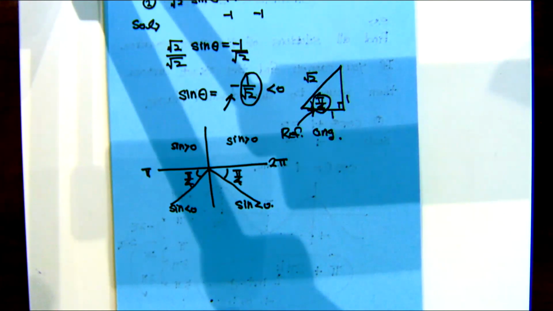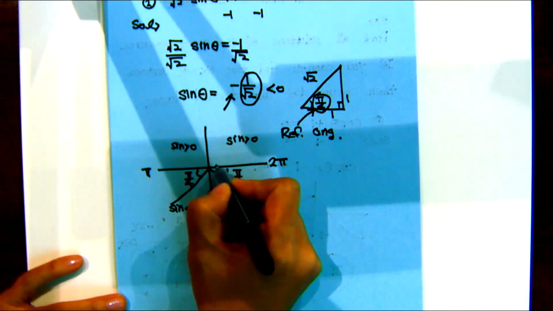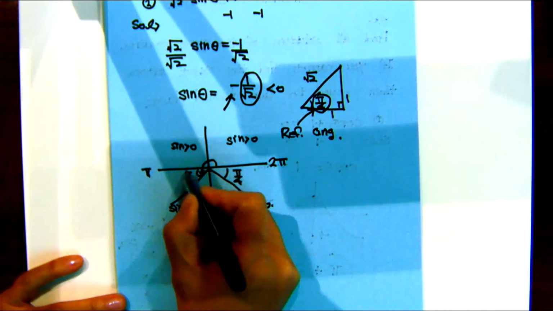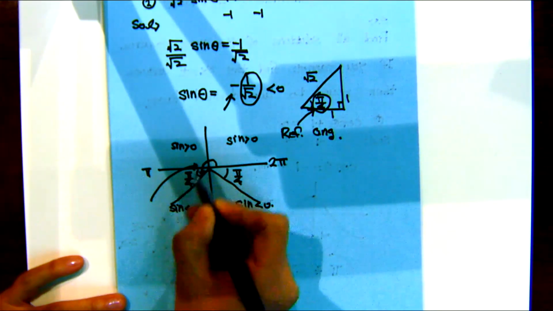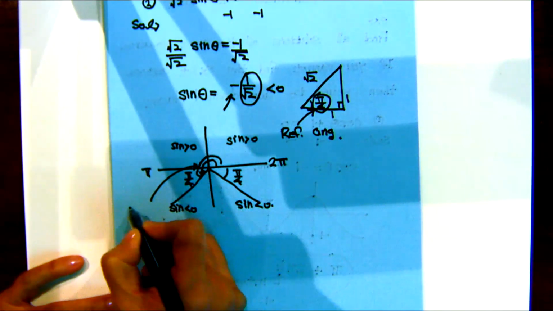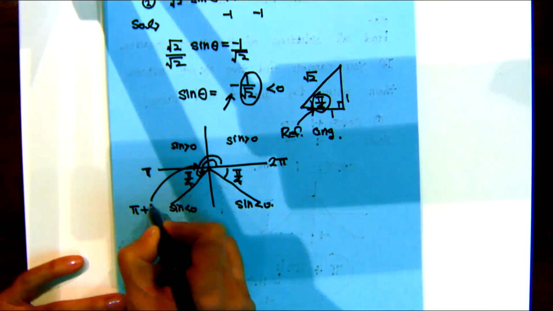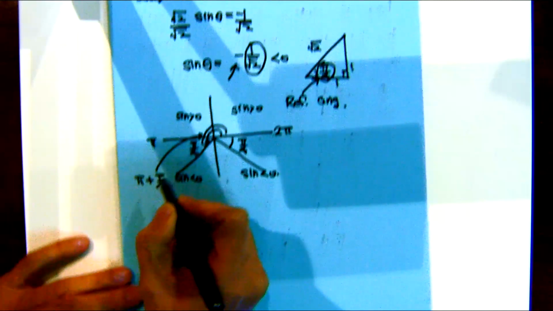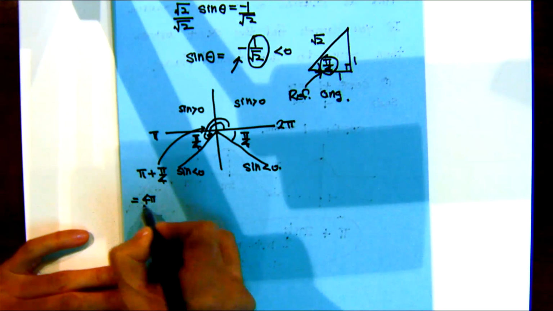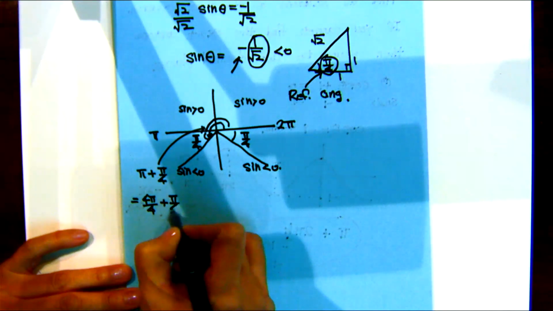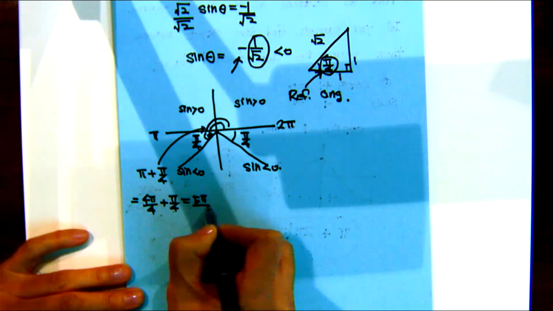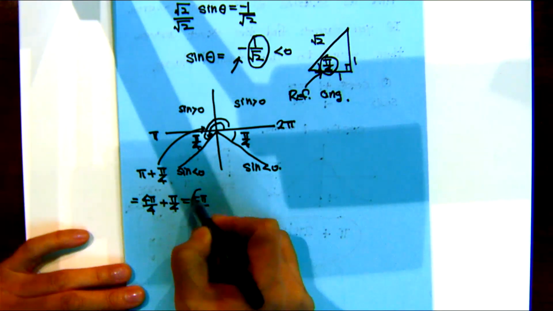So the first thing we have to think about is the solutions within the first period. We found 2 angles. So let's do it. This angle is obtained by adding this amount, which is pi, and this amount, which is pi over 4. So that becomes 4 pi over 4 plus pi over 4, which is 5 pi over 4. So this is one angle.